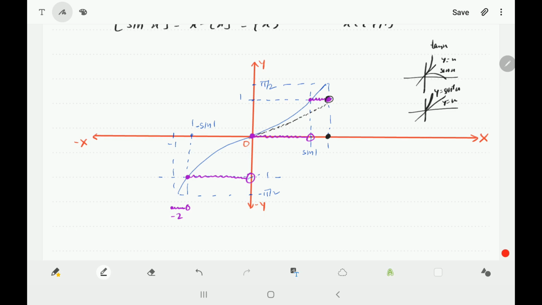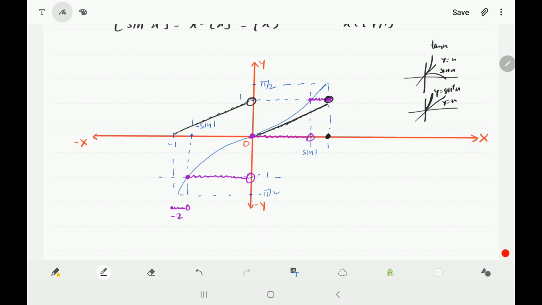It will be a straight line, y is equal to x, and from minus 1 to 0 also the fraction x is a straight line, because it is periodic with period 1, having the equation y is equal to x plus 1. So this is fraction x, and here this is fraction x, but it will be open at x equal to 1, because the value of fraction 1 is 0.